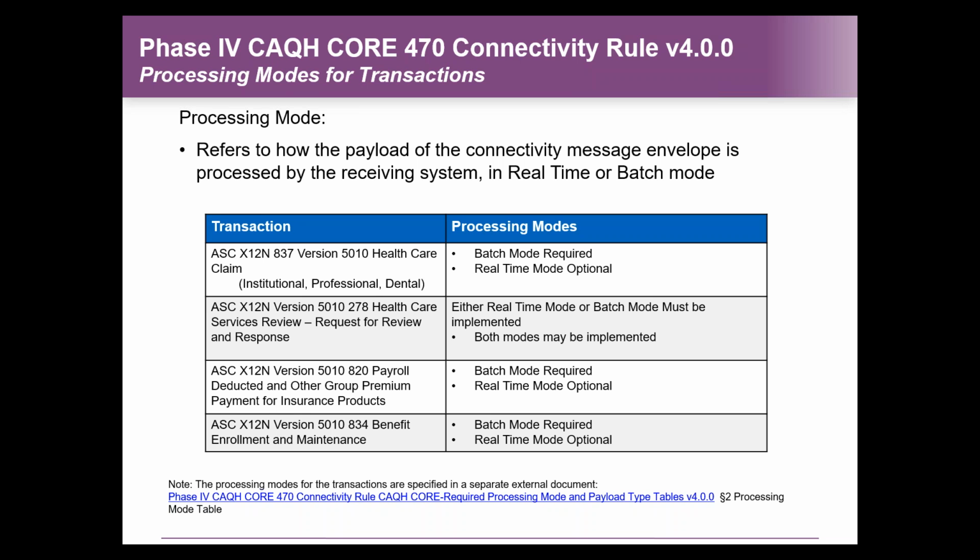For the 820 premium payment, batch mode is required, but real-time is optional. And the last transaction listed here is the 834 benefit enrollment, for which batch mode is required, but real-time mode is optional. This is the type of information you would find in that external document, the CORE Required Processing Mode and Payload Type Tables version 4.0 document. That was the third external component that's part of the CORE Connectivity Phase 4, or version 4.0. So next slide.